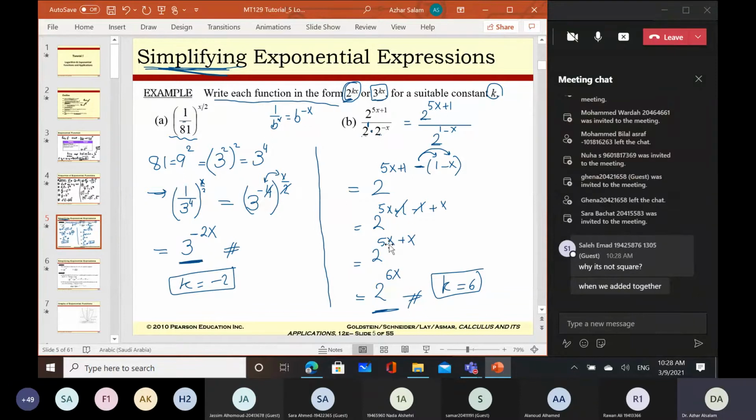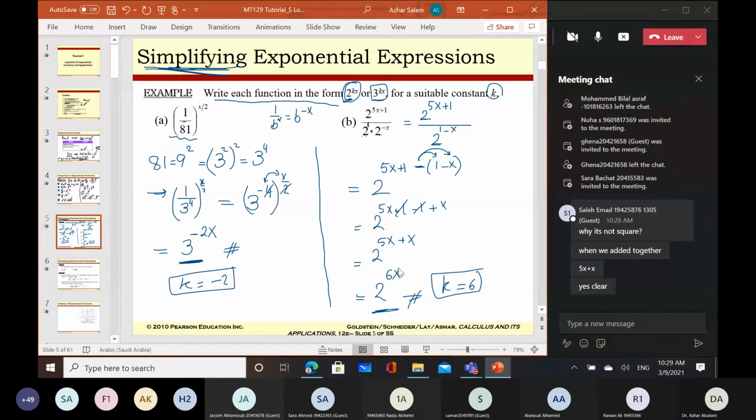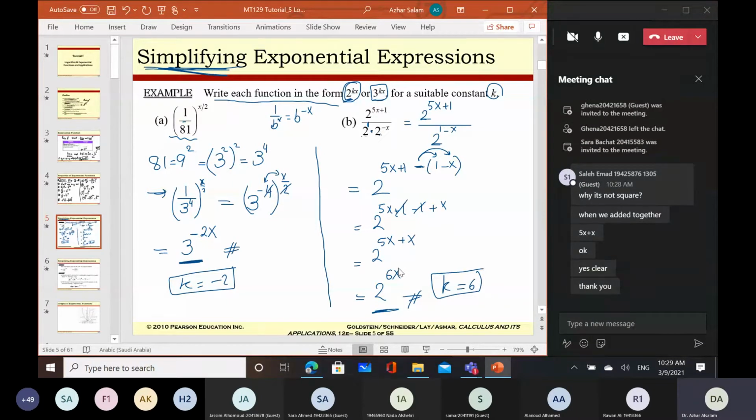You mean here? No, we add here. When I add here 5x plus x, I add 5 plus 1. 5 plus 1 is 6, okay? It's not multiplied together. This is not x multiplied by x, no, this is x plus x, okay? Here 5x plus one x gives me 6x. Is it clear? Clear now? Okay. So, yes.